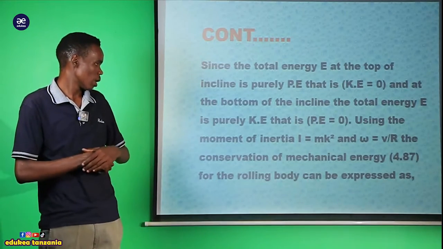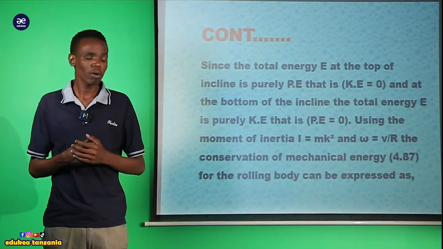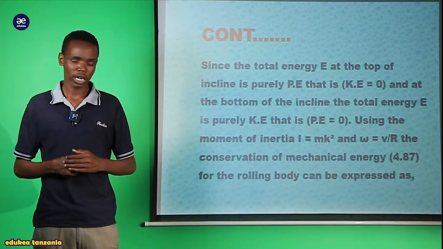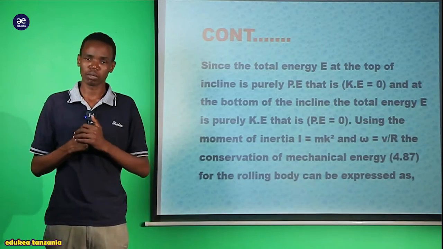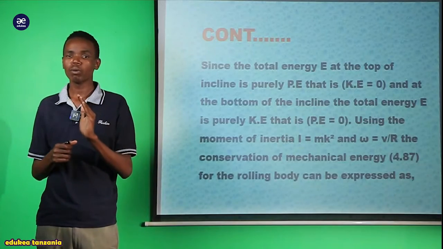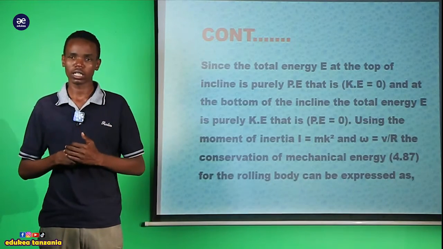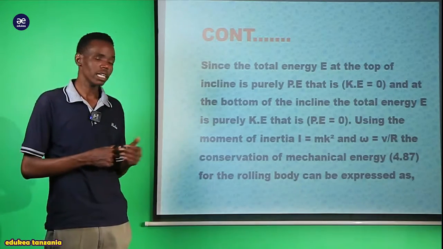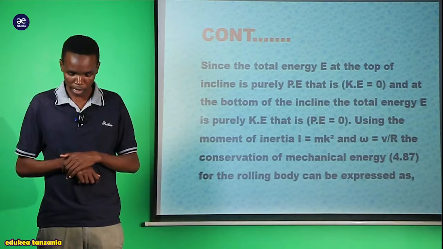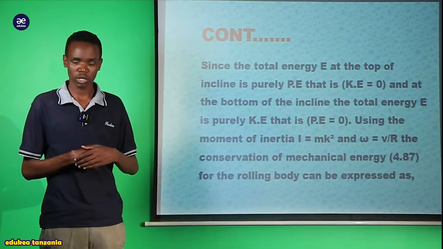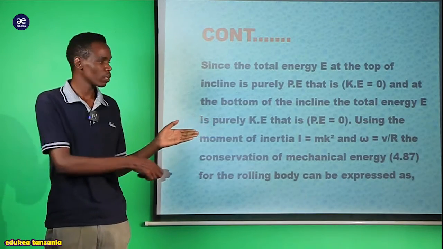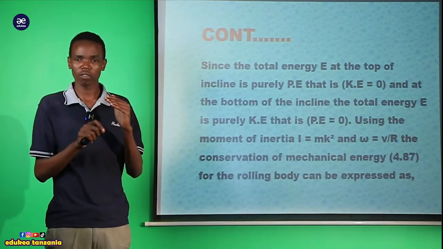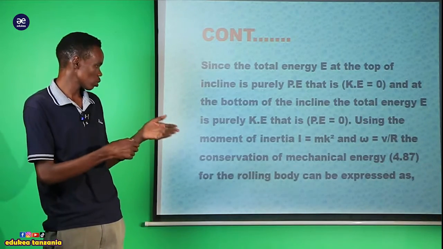Tukitembea na hiyo concept, basi tutamwambia kuwa kwa kutumia moment of inertia I, huyu I atakuwa ni sawasawa na mk square, where I represents the moment of inertia of the body that is rolling on an inclined plane, while this m represents the mass of the body, and the k represents the radius of gyration. That is what we try to demonstrate. While this angular velocity, as we see, must be equal to the linear velocity v divided by the radius. Kwa sasa kinachotokea nini?